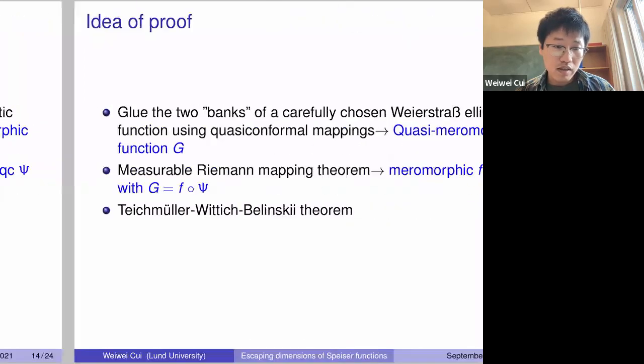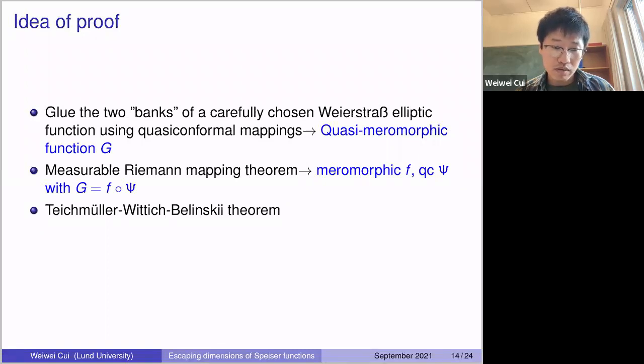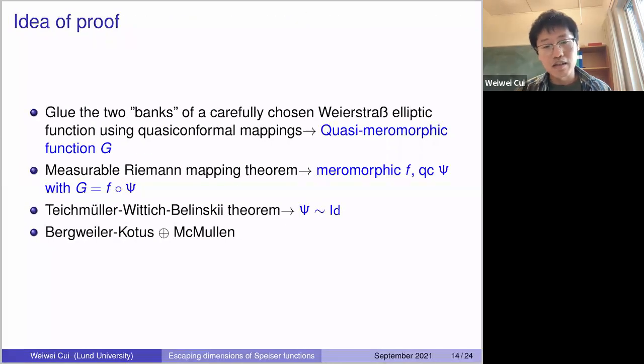So this is ensured by the classical Teichmüller-Wittich-Belinskii result. In our case, it's quite simple because the quasiconformal surgery only happens in 2 half strips. So it has finite logarithmic area here, and this implies that the quasiconformal mapping is roughly the identity map near infinity. Then the estimate of the Hausdorff dimension of the escaping set is a standard method, where the upper bound follows from the result of Bergweiler and Peter, and for the lower bound you can use McMullen's lower bound estimate of the Hausdorff dimension. So this gives the dimension estimate.